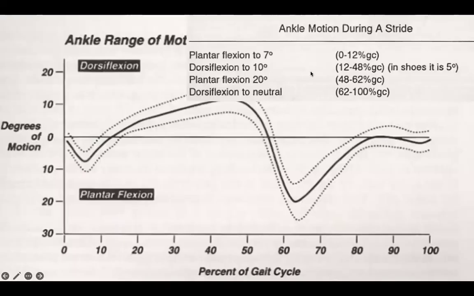So for the initial 12% of the gait cycle, the foot goes into plantar flexion up to 7 degrees. Then from 12% to 48% of the gait cycle, there is dorsiflexion up to 10 degrees. From 48 to 62% of the gait cycle, which marks the end of the stance phase, there is plantar flexion up to 20 degrees. And in the swing phase, from 62 to 100% of the gait cycle, there is dorsiflexion to neutral. So the arc is dorsiflexion maximum 10 degrees and plantar flexion maximum 20 degrees, that is a 30-degree arc.